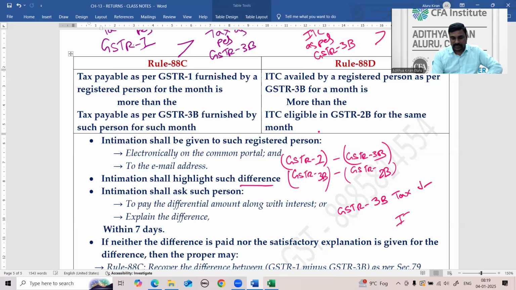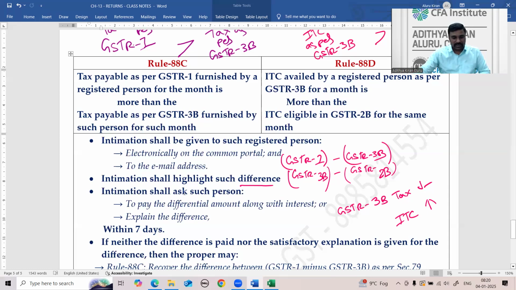And ITC as per GSTR 3B is more. Okay, you are disclosing less output tax and you are claiming more input tax. Then this kind of intimation will be given. Either you are disclosing less output tax or you are availing more input tax; in both cases, this intimation will be given.